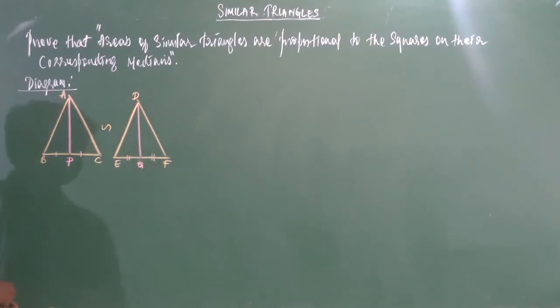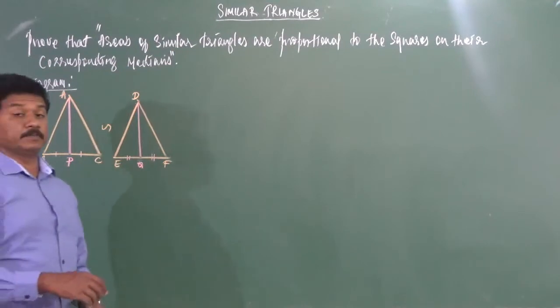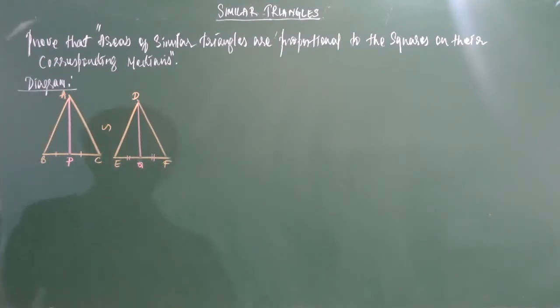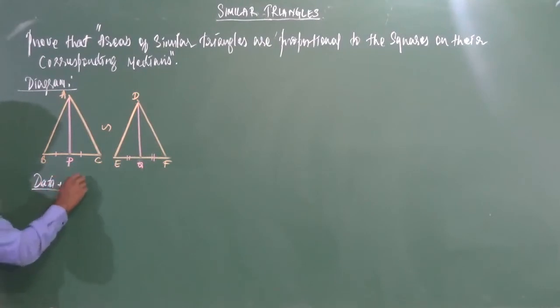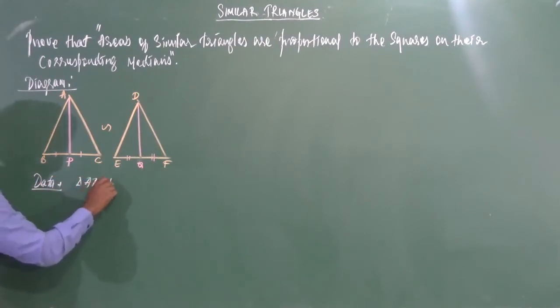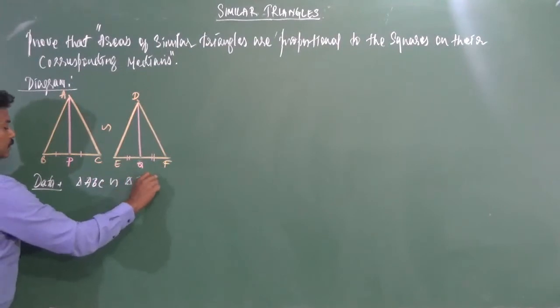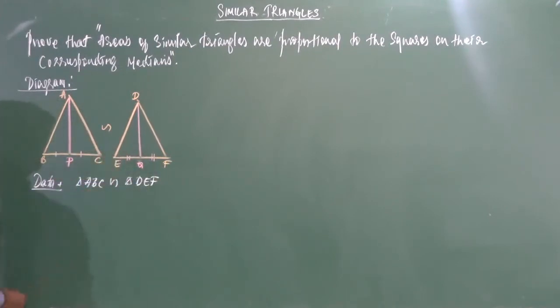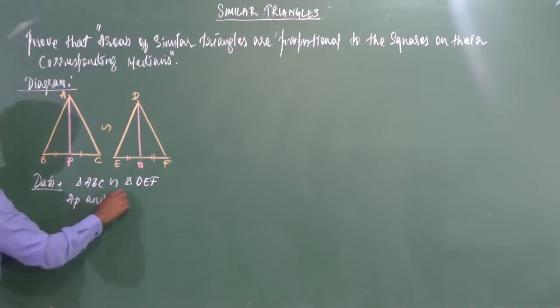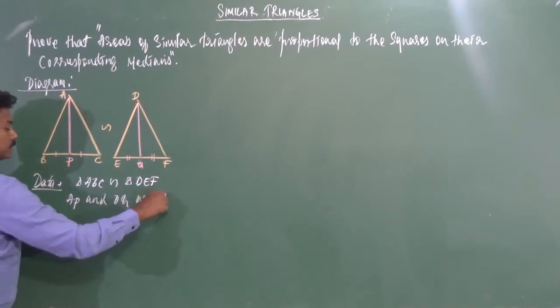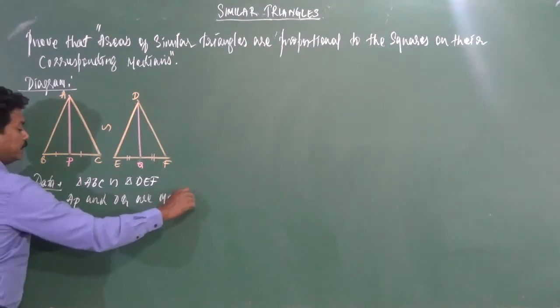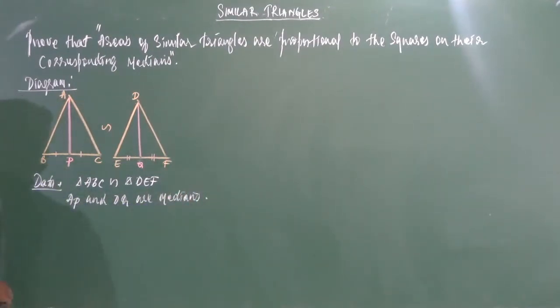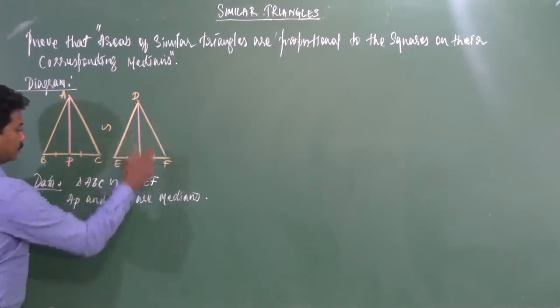So we'll write the data. The description of the diagram is called the data. So triangle ABC is similar to triangle DEF because the triangles are already similar. AP and DQ are medians. Okay. So therefore BP is equal to PC and EQ will be equal to QF.